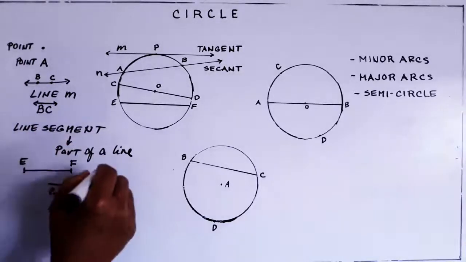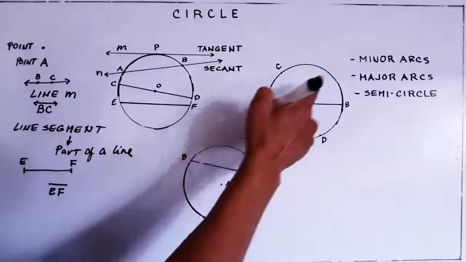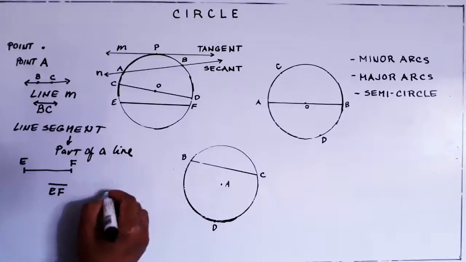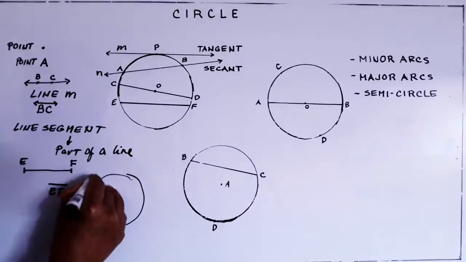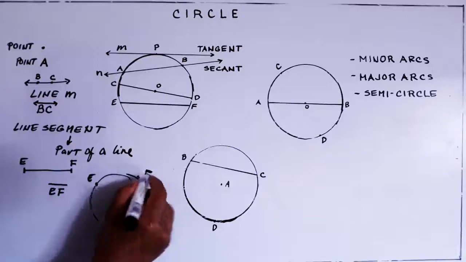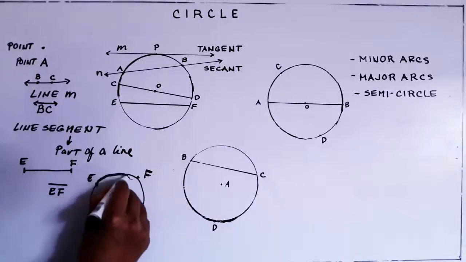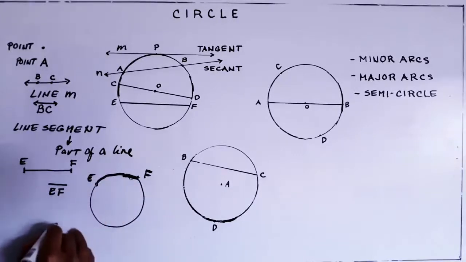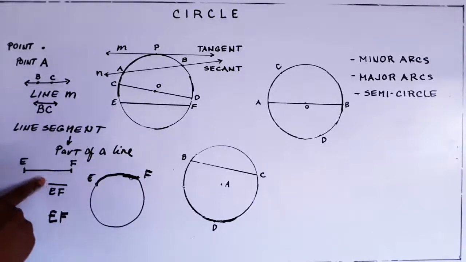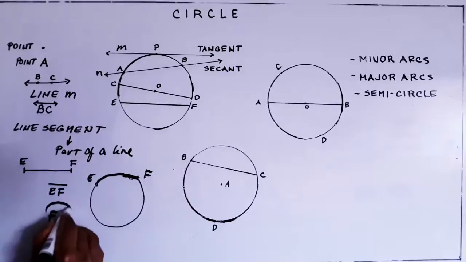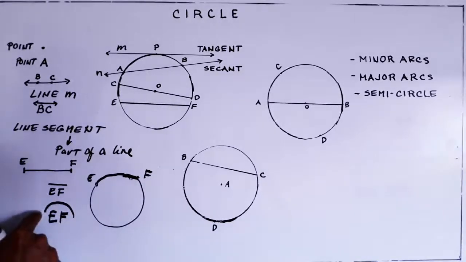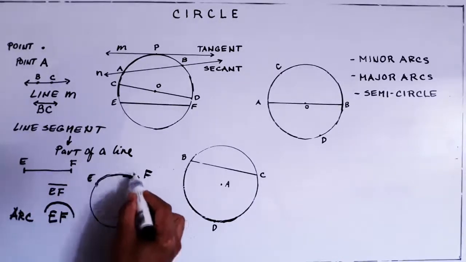And the other one is what we call the arc. For example, we have a circle here, and we have an E here, and we have an F there. So this is our arc. How do we name that one? The symbol for that one is EF, and then instead of the symbol for line, the symbol for arc is an arc. It's not a straight line. It's an arc. So this one is arc EF, which means it is this EF here.